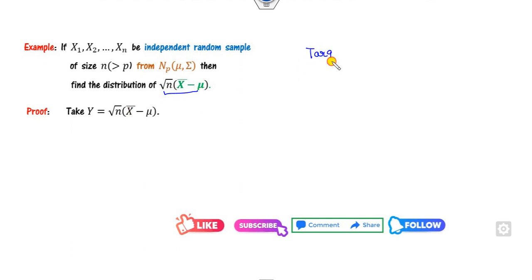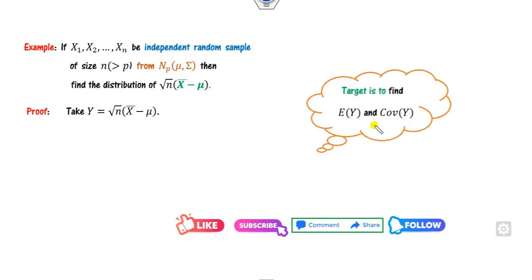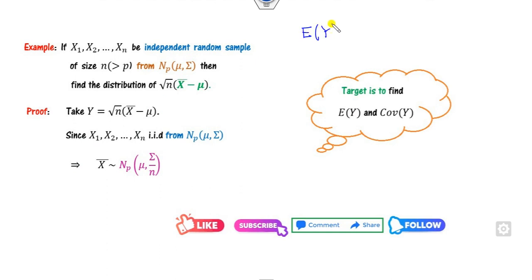So what is your target? Your target is to find the expected value of y and the covariance of y. Now, the xi's are independent random samples coming from this multivariate normal distribution. What does it imply? Because we need x bar. So what is x bar? As I defined in the previous result, it comes from a normal distribution with the mean mu and covariance sigma by n. Now let's start with the expected value of y.